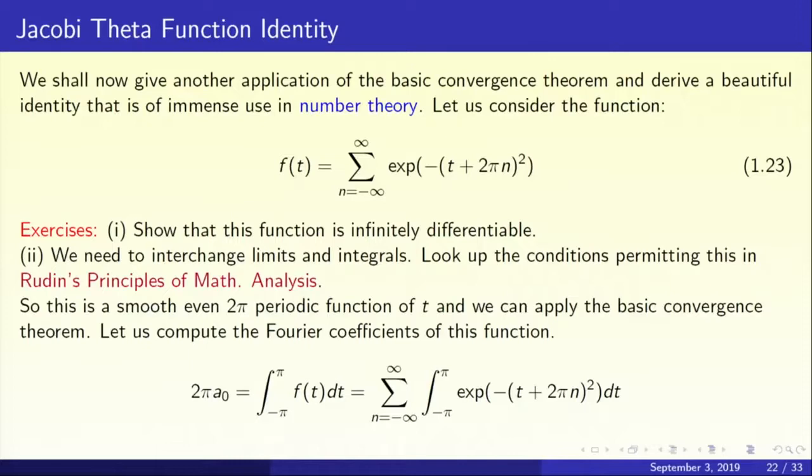So let's start with calculating the constant term. What is the constant term again? A naught equal to 1 upon 2 pi integral minus pi to pi ft dt. So 2 pi a naught will be equal to integral minus pi to pi ft dt. So what is integral minus pi to pi ft dt? Do a term by term integration in 1.23. Switch the summation and the integration. Summation n from minus infinity to infinity, integral from minus pi to pi, exponential of minus t plus 2 pi n the whole square dt.